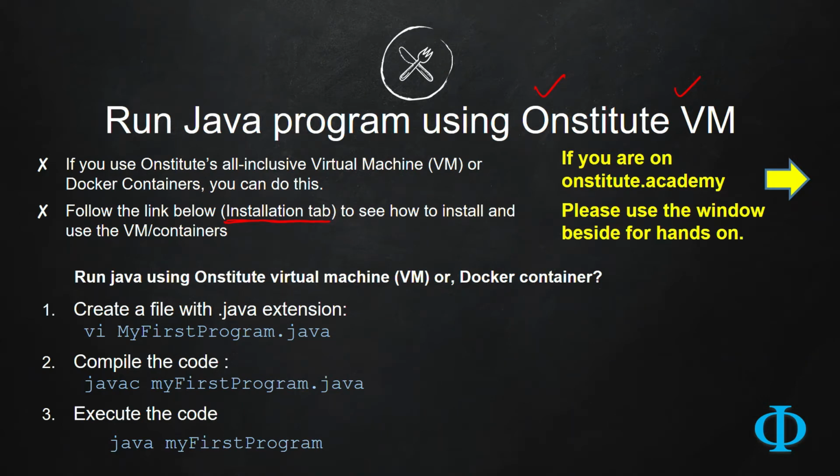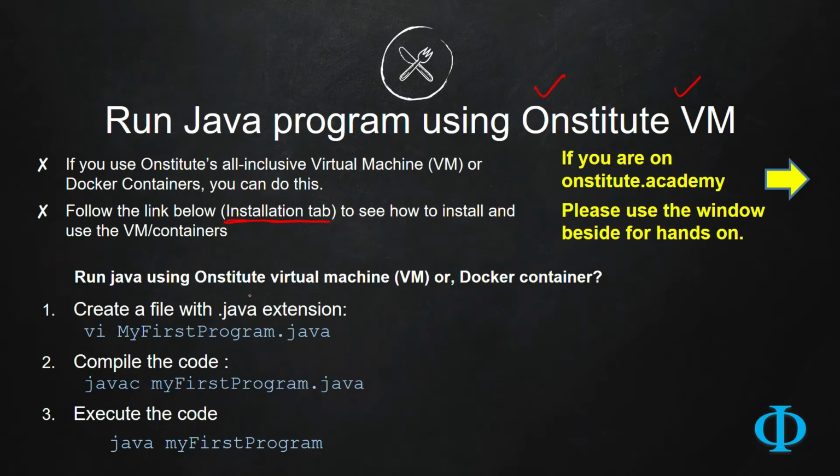in your machine. And once you are done with installing the virtual machine or the container, then the easiest way to run a Java program is utilizing the terminal. So this virtual machine or container, everything is a Linux machine where you can open a terminal, and inside that terminal you have to follow these instructions.